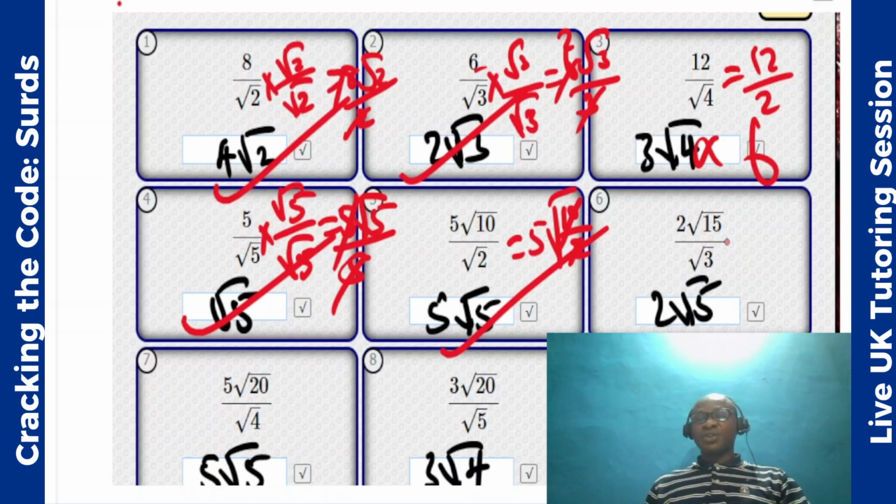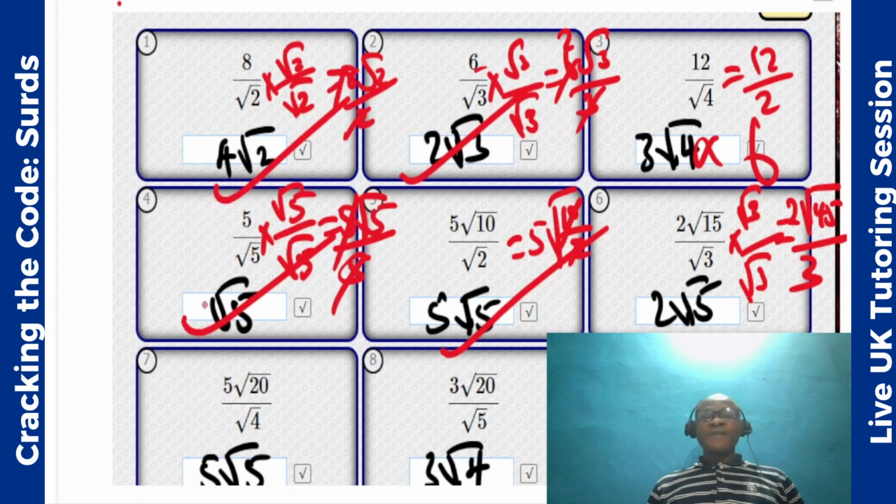Then this one, you need to do rationalization. That means multiply both the numerator and denominator by root 3. And that is going to give us, at the numerator, we are going to have 2 root 45. You know what I mean? That is when you do 15 times 3. And at the denominator, you got root 3 times root 3 is 3.